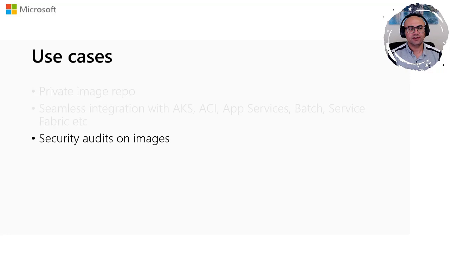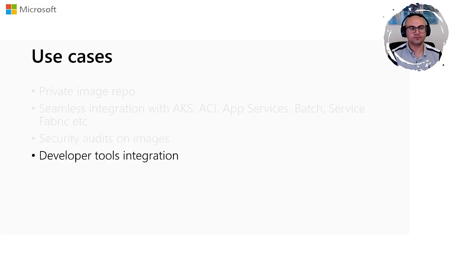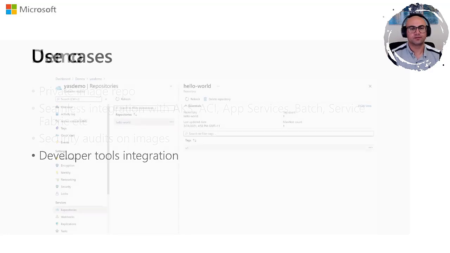If you want to have security audits on your images, ACR is a great option for you. It already has built-in integration with third-party services which allow you to scan your images for vulnerabilities or things that you shouldn't be having in your base images. And at the end, it allows you to have integration with developer tools such as Visual Studio Code, and heaps of other tools out there.